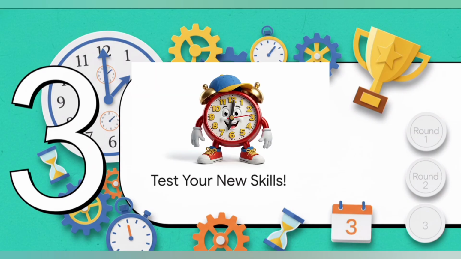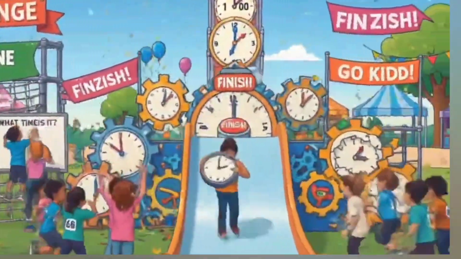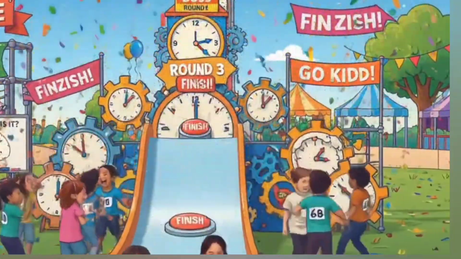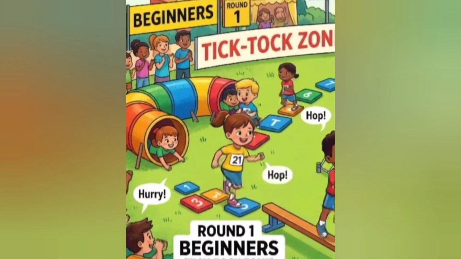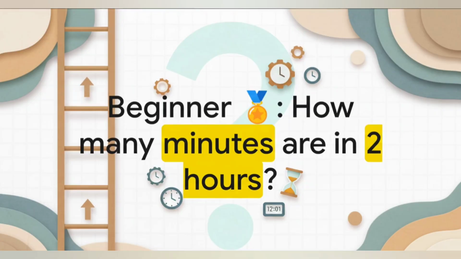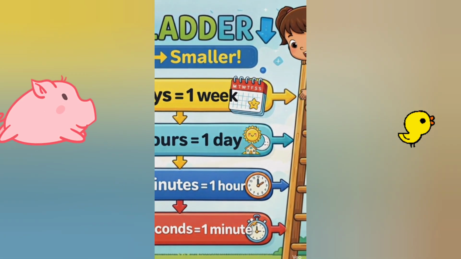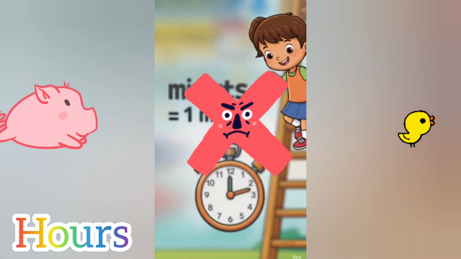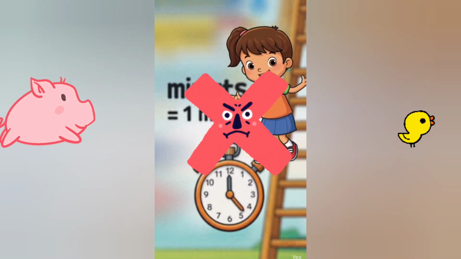You guys have learned so much already. I think you're ready. I think it's time for the Time Master Challenge. Let's test out your new superpowers with a super fun game. There are 3 rounds. Are you ready to prove you're a champion? Let's go! Welcome to the beginner round. Here's your first question. How many minutes are in 2 hours? Think about that ladder. Are you going up or down? I'll give you a second to think about it. Did you get it? The answer is 120 minutes, because we're going from a bigger unit, hours, to a smaller one, minutes. We multiply 2 by 60.